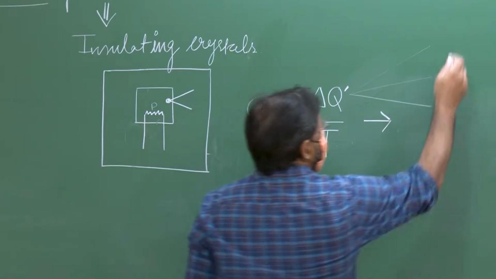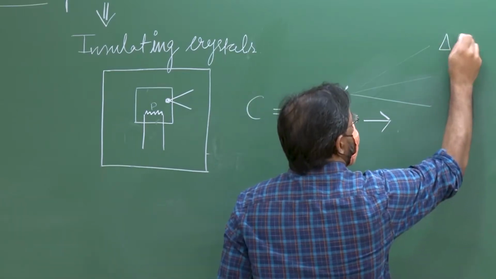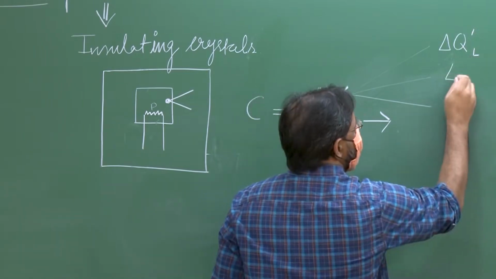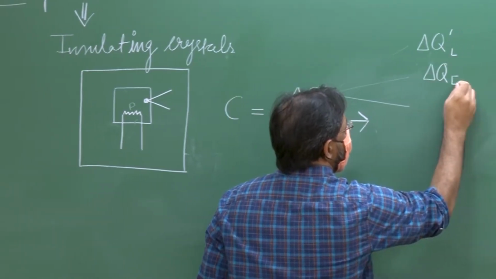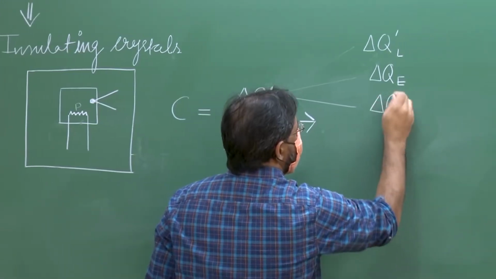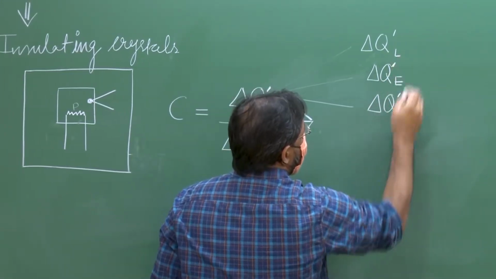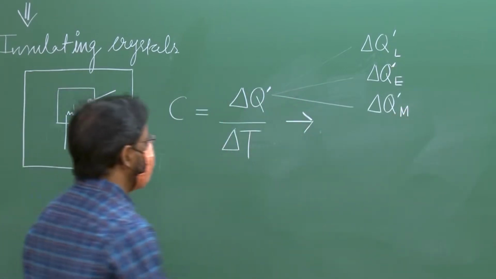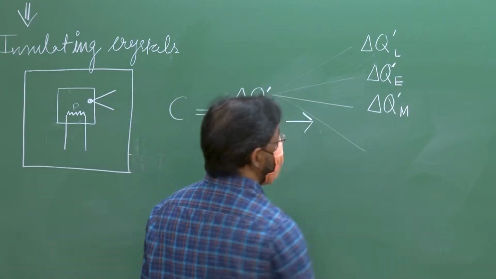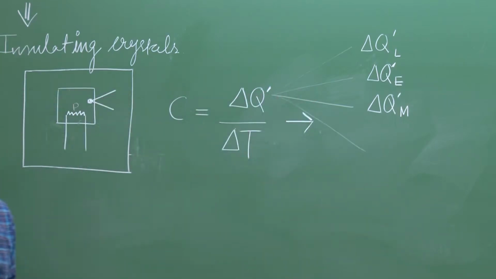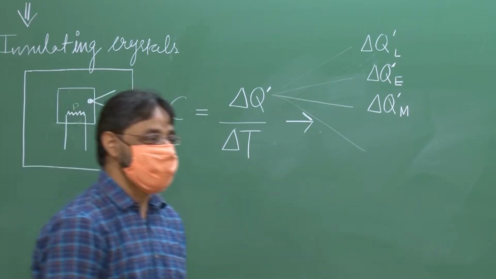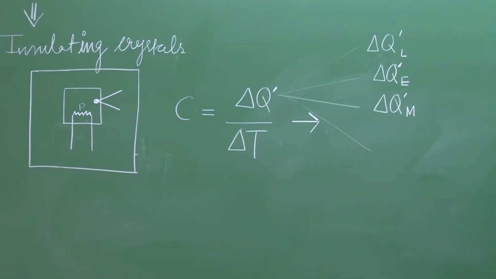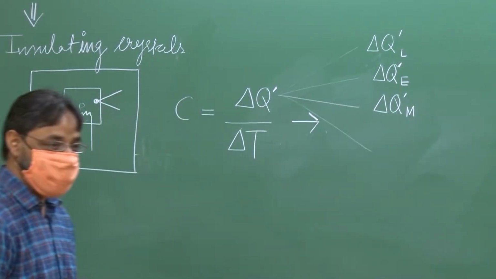So, you take delta Q prime L, which is for the lattice, delta Q prime E, which is for the electrons, delta Q prime M, which is for the magnetic system, if it is a magnetic system. And you can also have, for example, let us say a phase transition is happening. You know what happens during the phase transition? The system absorbs heat, and if it is a first order phase transition, that is the latent heat. So, it is absorbing heat without changing its temperature, that is the latent heat.